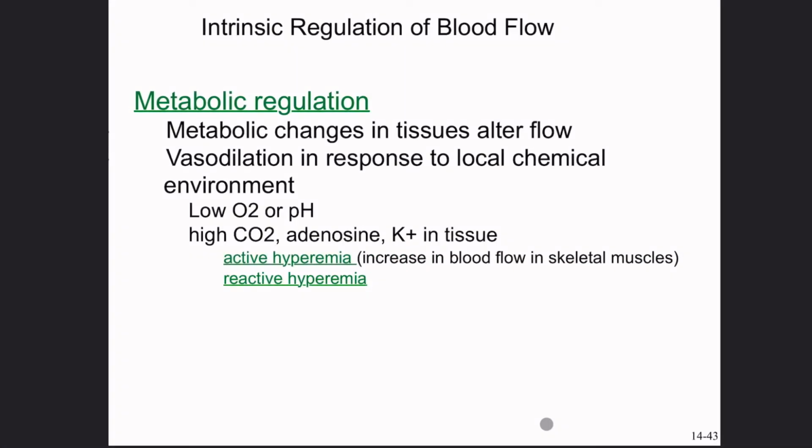An example of metabolic regulation would be the changes in the tissues, the changes in the chemical environment that are going to cause this change of blood flow. So if there was low oxygen or high carbon dioxide, that can change the vasodilation or vasoconstriction within that area.